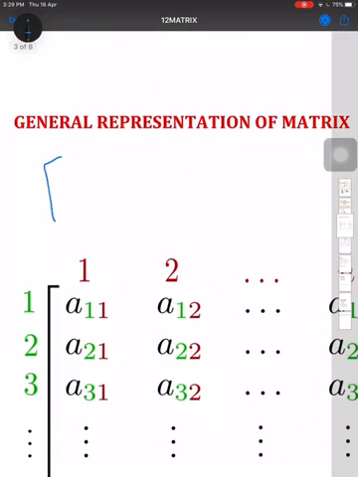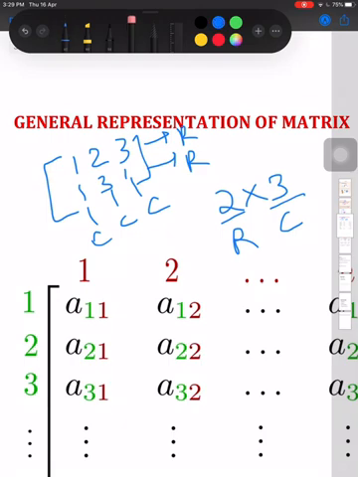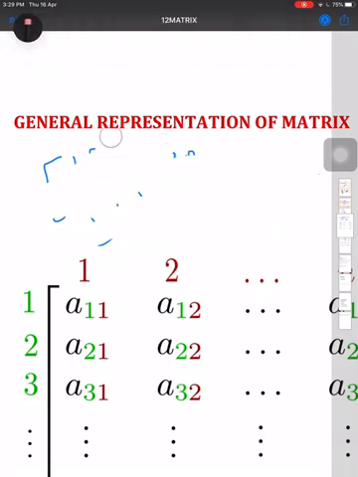Okay, one example, I'll take this. Suppose we have this. Now here we can say what is the order of this matrix. Number of rows, you can see how many rows. This is a row, this is a row, and here column and column. So this is 2 into 3. First the rows will come and then the columns will come. So the order of this matrix will be 2 into 3, 2 by 3, and we will call it 2 by 3.